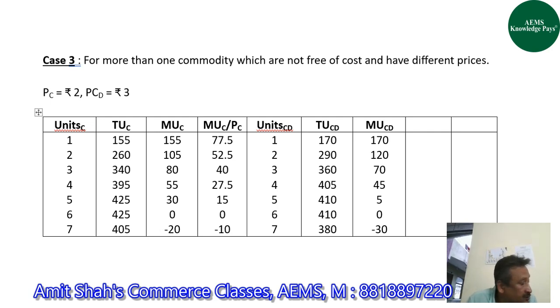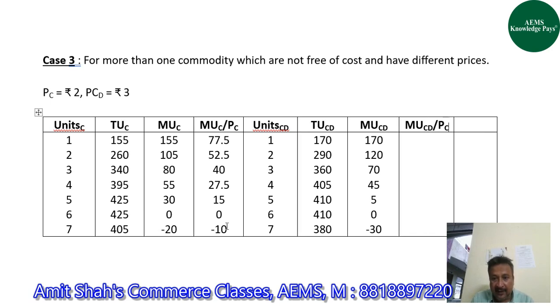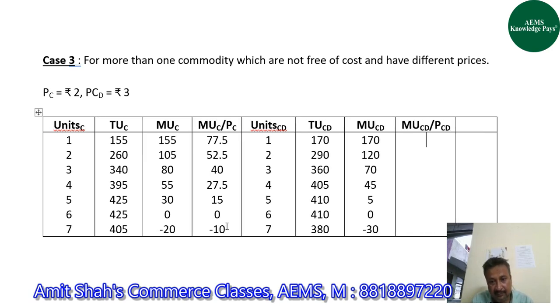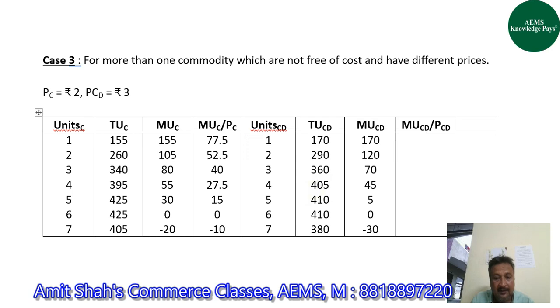Have you understood this, guys, or not? So by spending each rupee, this is the level of satisfaction that he is getting on different units of chips. The same way we will calculate MU CD, cold drink, divided by price of cold drink. That is 170 divided by 3. Have you got me, guys, or not?